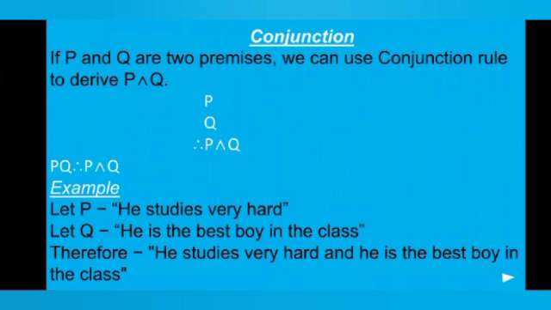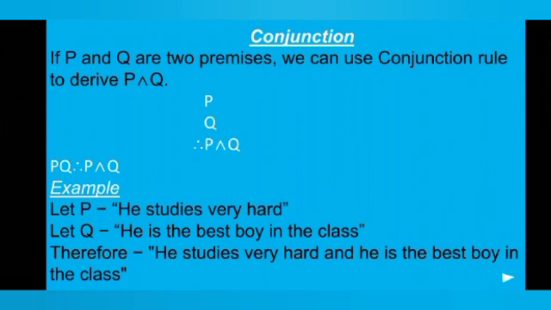And second one is conjunction. Here P and Q are premises. We use the conjunction rule to derive P and Q. P, Q, therefore P and Q. If P is true and Q is true, therefore P and Q must be true.